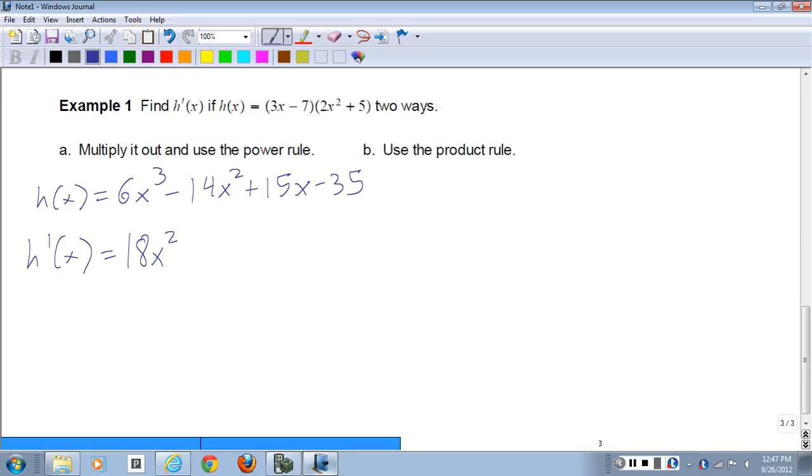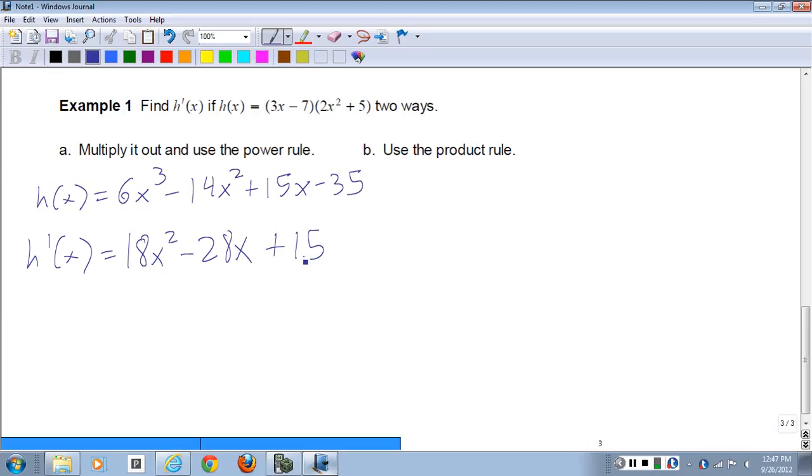Yes? All right. We'll find out. Minus 28x plus 15? Okay. So this is one way to find the derivative.